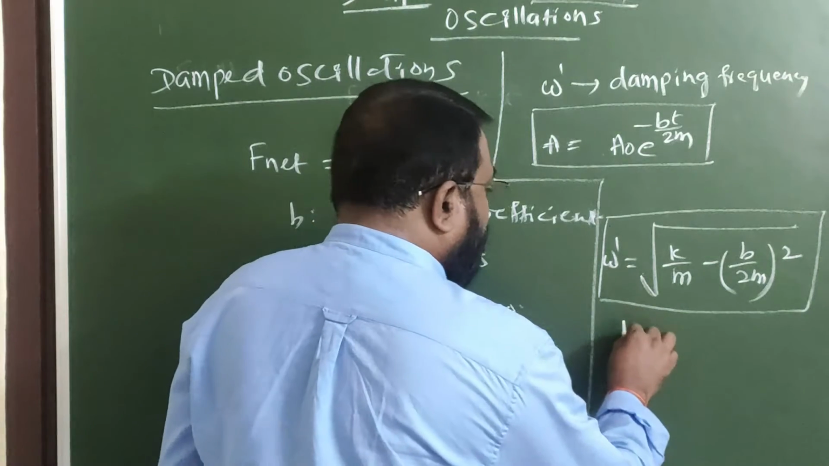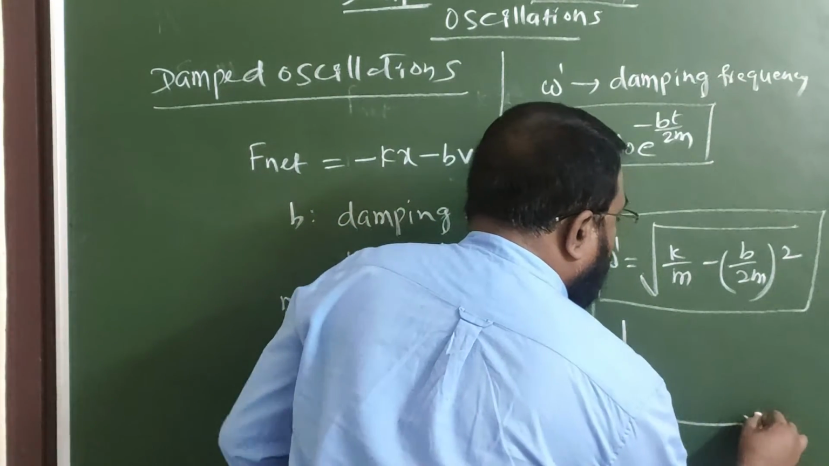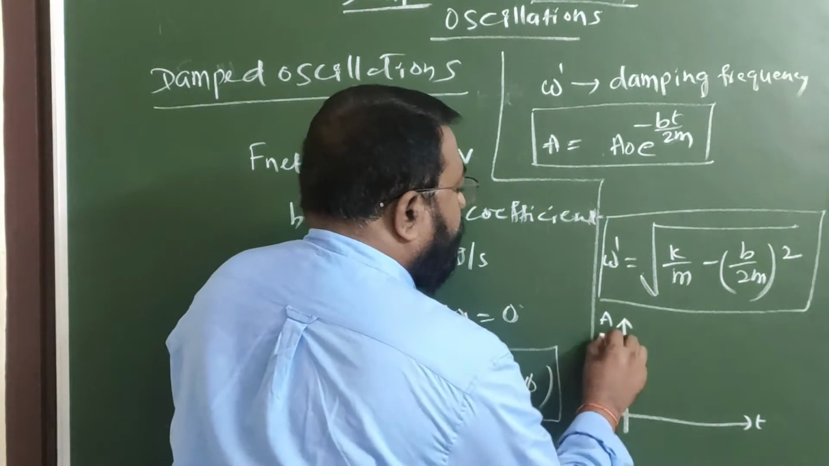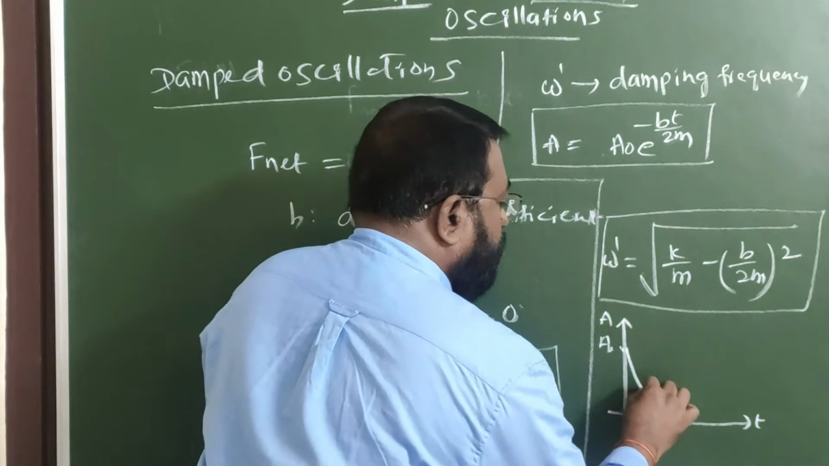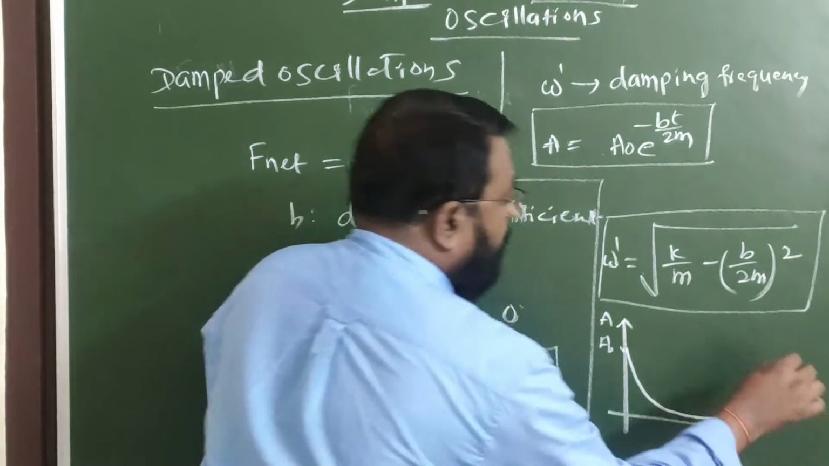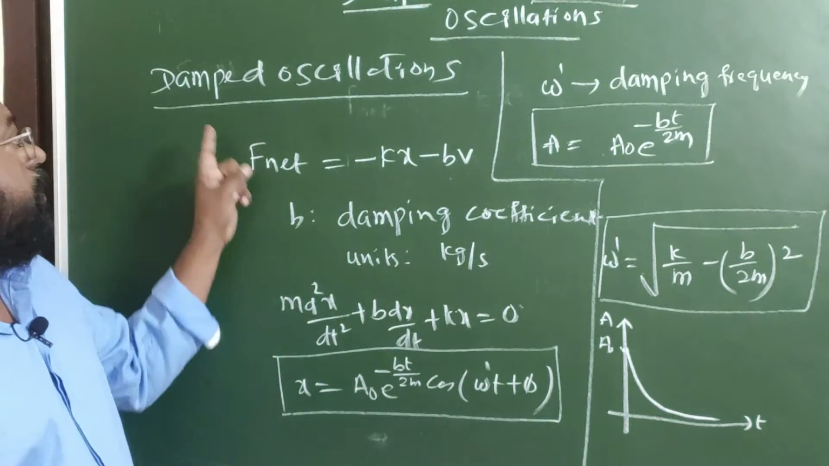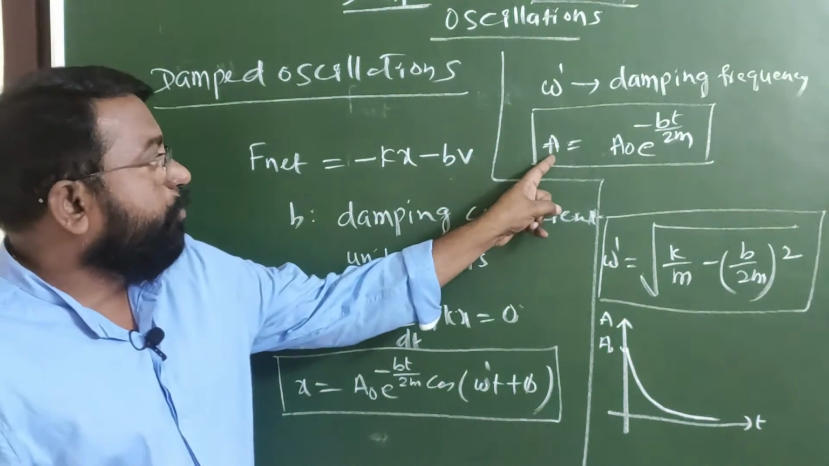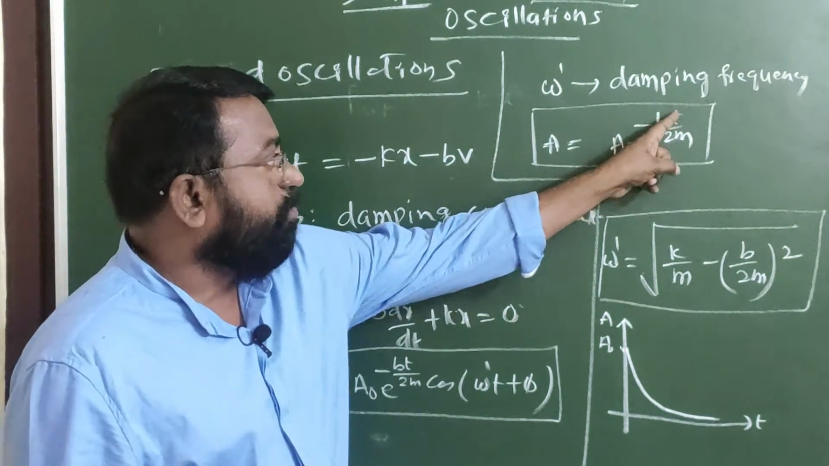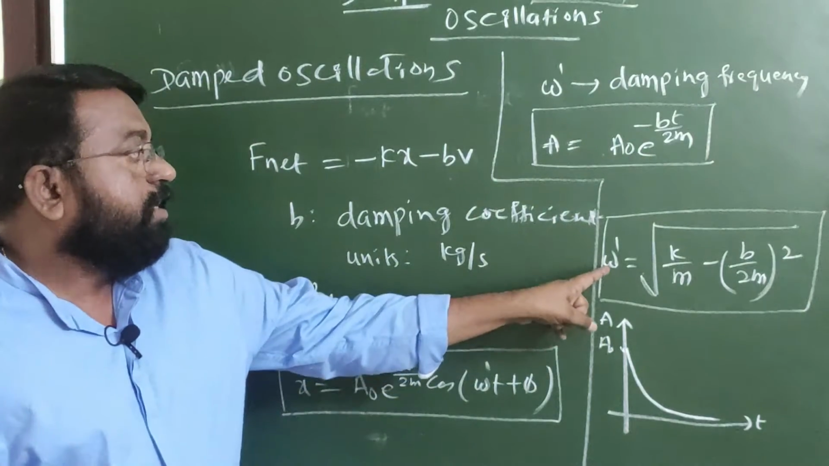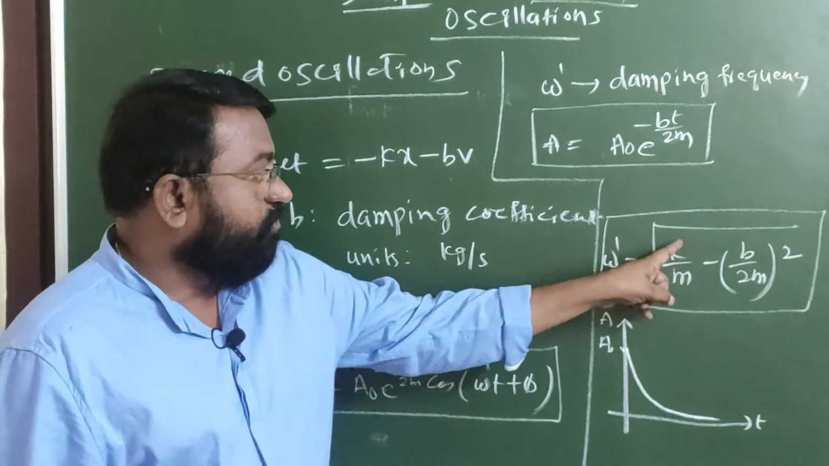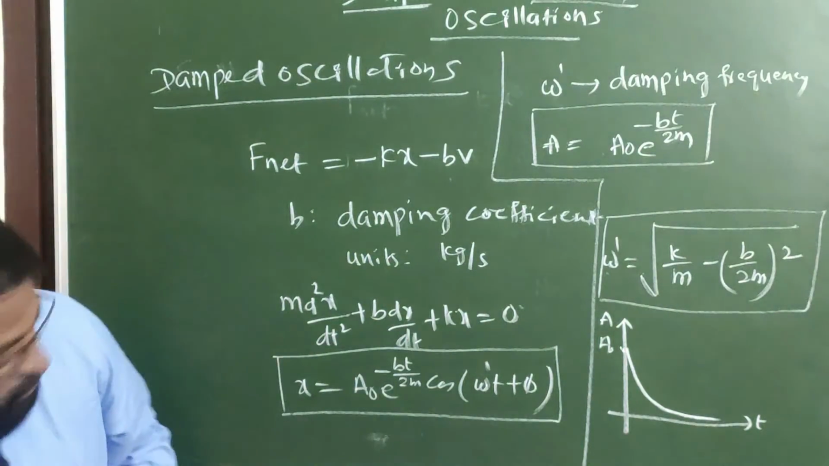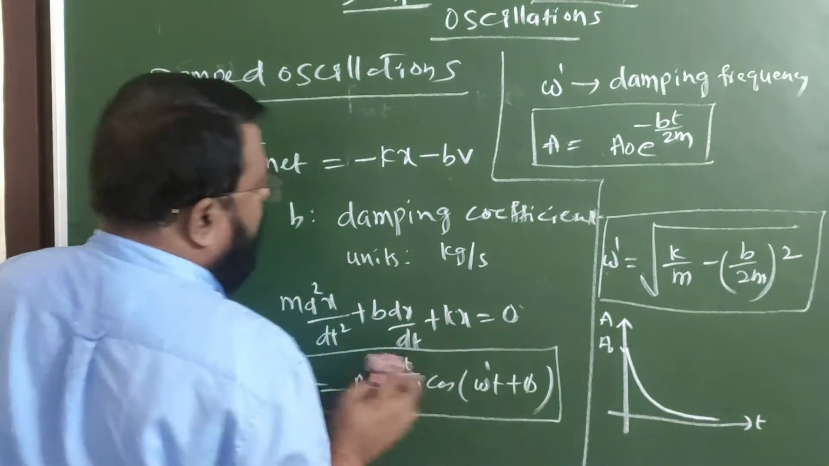If you draw the graph between amplitude and time, this is the initial amplitude A naught, it decreases exponentially and finally reaches 0. This is about damped oscillations. Here is a very important formula for problems: amplitude A is equal to A naught e to the power of minus bt by 2m. Another one, damping frequency is equal to square root of k by m minus (b by 2m) whole squared. This is the graph between amplitude and time.